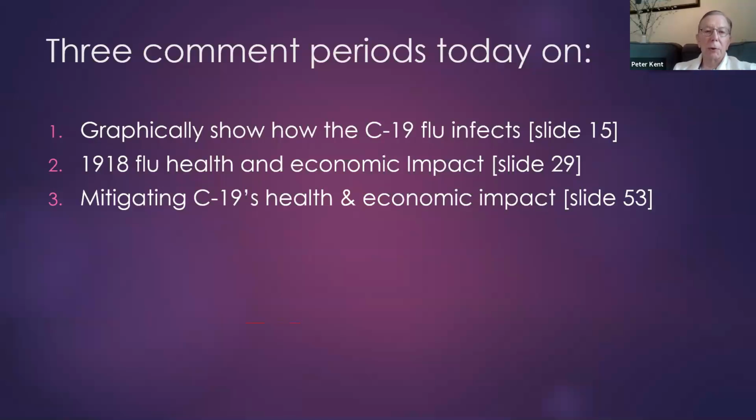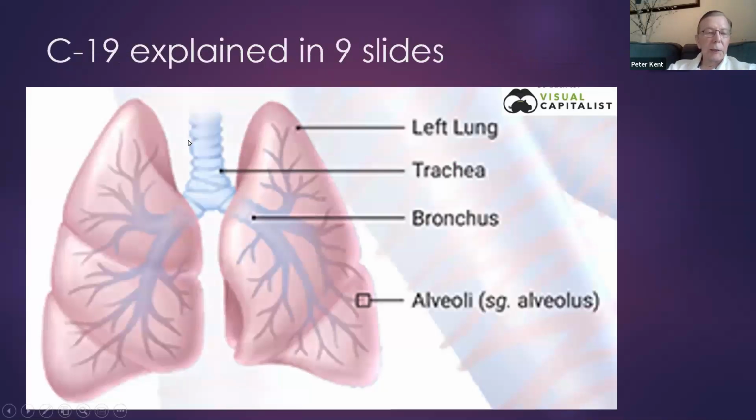On slide 15, we're going to end. My first 15 slides are going to graphically show how the C19 virus infects the body, a quasi-medical talk. The second 14 slides are going to be on the 1918 flu and its economic and health impacts. And the third section, taking us up to slide 53, will be mitigating the impacts from the C19 quarantine. So I'm going to start here with C19 explained in 9 slides from the Visual Capitalist.